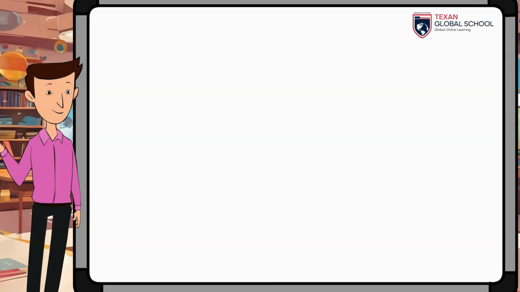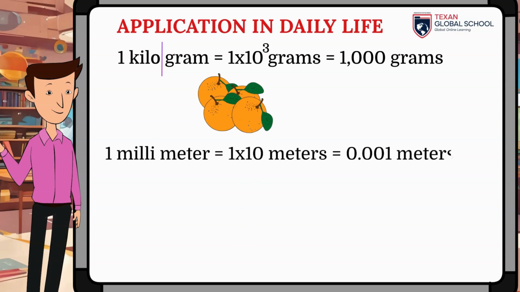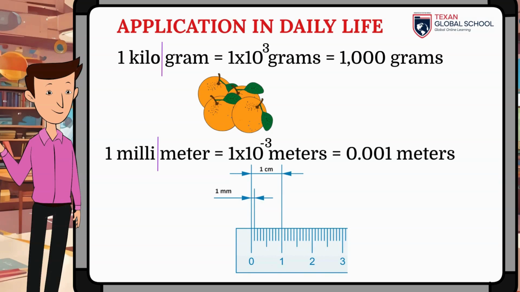For example, if we have a kilogram of oranges, the units are grams, since kilo represents 1 times 10 to the 3rd, that is, 1,000 grams. A millimeter represents 1 times 10 to the negative 3 or 0.001 meters.